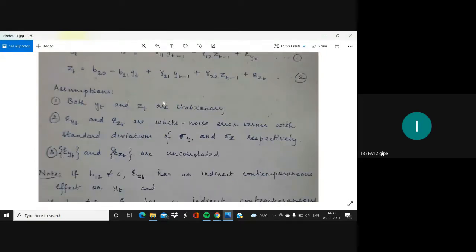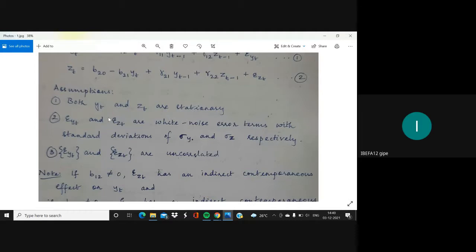Now, when we propose such a model, which has these two equations and allows us to study the interrelationships between yt and zt, we are making certain assumptions here. One is that both yt and zt are stationary. Whenever we are estimating VAR models, we will have to go through the preliminary steps of checking for stationarity of the variables. Once you have done that, then you can proceed with the VAR model. Both yt and zt are assumed to be stationary here, since we are looking only at theory.